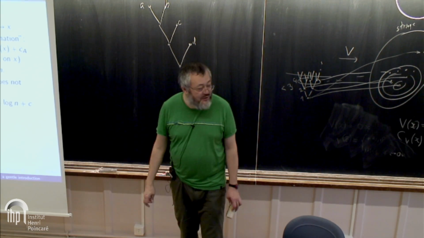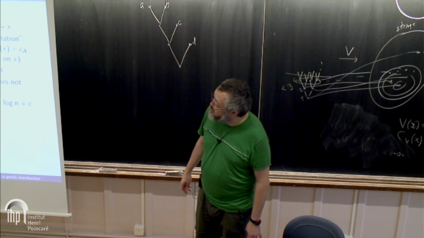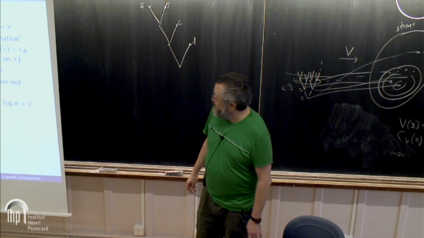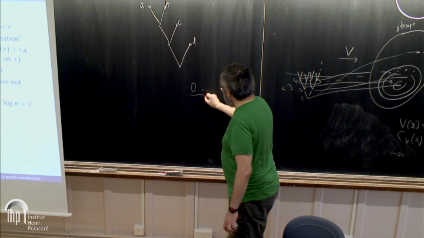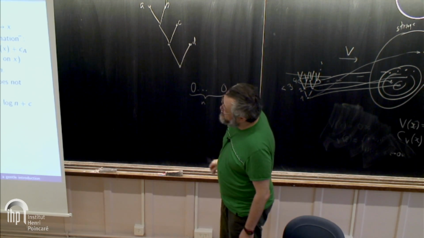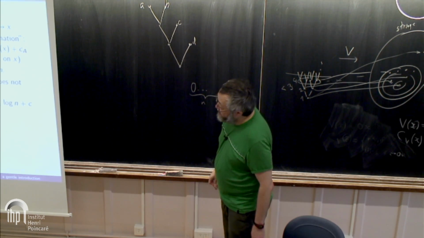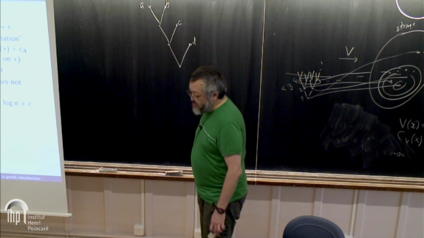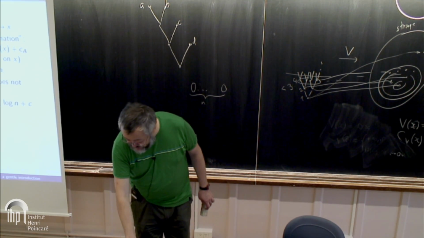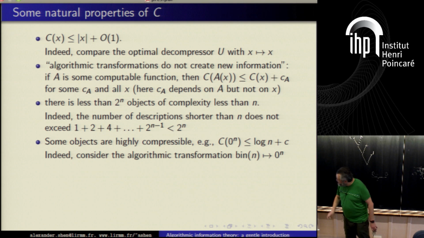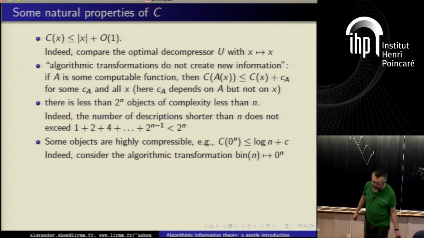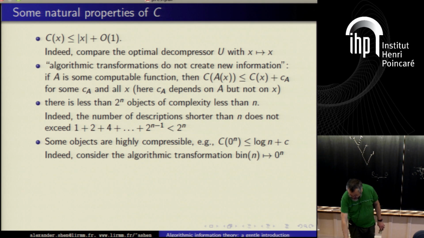And of course, there are some objects which are highly compressible. If we have a long sequence of zeros or digits of pi or whatever, to produce such a thing we need only to know n. There is an algorithmic transformation which gets a binary representation of n and maps it into this string. So complexity can still be very small for a long object.